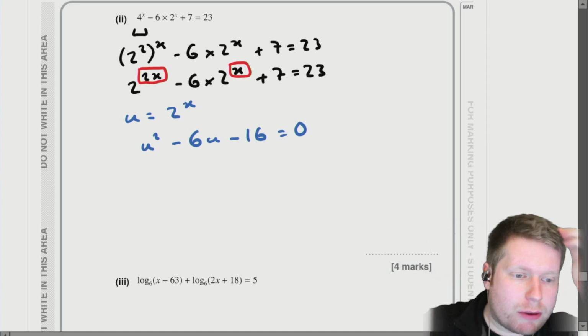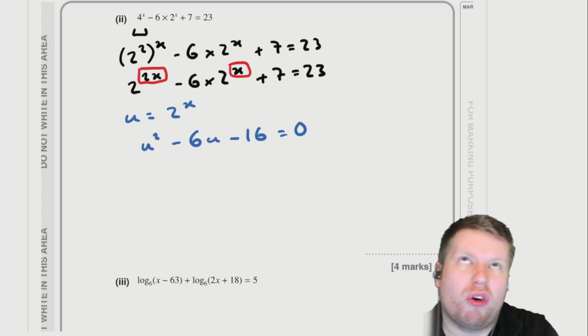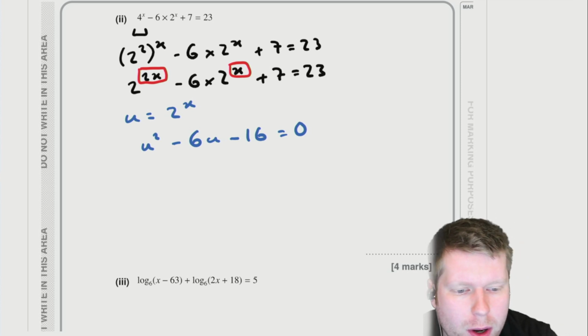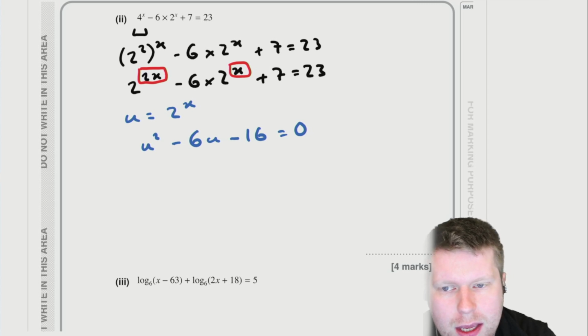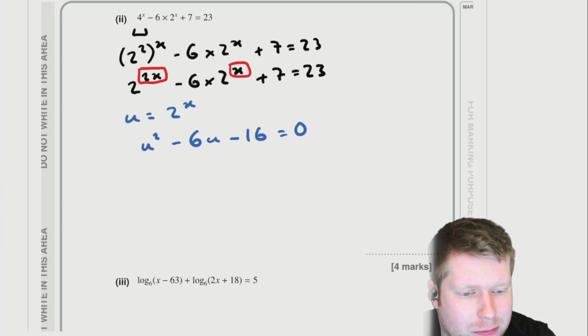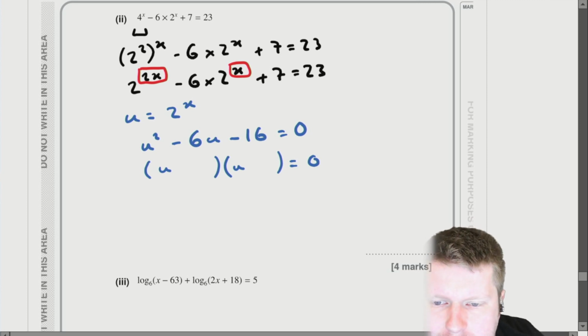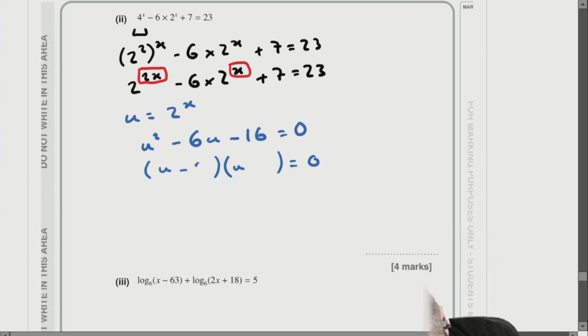Again, even if you made an error here, but you got a valid quadratic and you tried to solve it, you would have achieved at least 2 or 3 marks. So the mark scheme is really generous here, but I just couldn't award it because of basic arithmetic errors. Okay, so let's factorise this. So we'll have u and u here. Let's have a look. 8 and 2 would work. Let's go negative 8 and positive 2, and then we get u is equal to 8 or u is equal to negative 2.